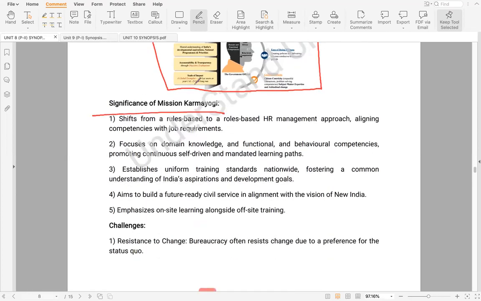Significance. Now, this is something that you can build up on your own. Significance and challenges, right? Significance: it shifts from a rules-based to a roles-based HR management approach, aligning competencies with the job requirements. This is a very important keyword, moving away from rule-based to role-based.